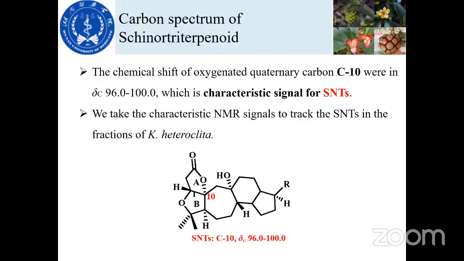So this is the core structure of these classes of compounds. The chemical shift of the oxygenated quaternary carbon, carbon 10, is 96 to 100. This signal is very characteristic for the schinortriterpenoids. So we are taking this characteristic NMR signal to track the SNTs in my plant, Xuetong, Kadsura heteroclita. And SNTs also have good bioactivity.